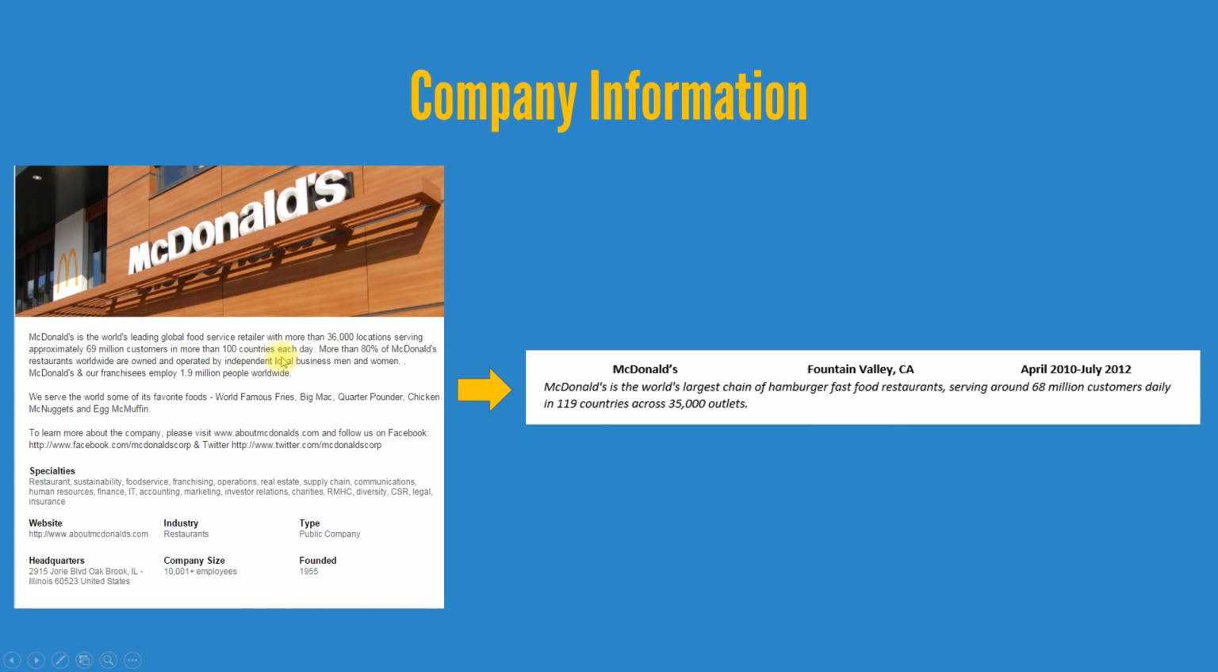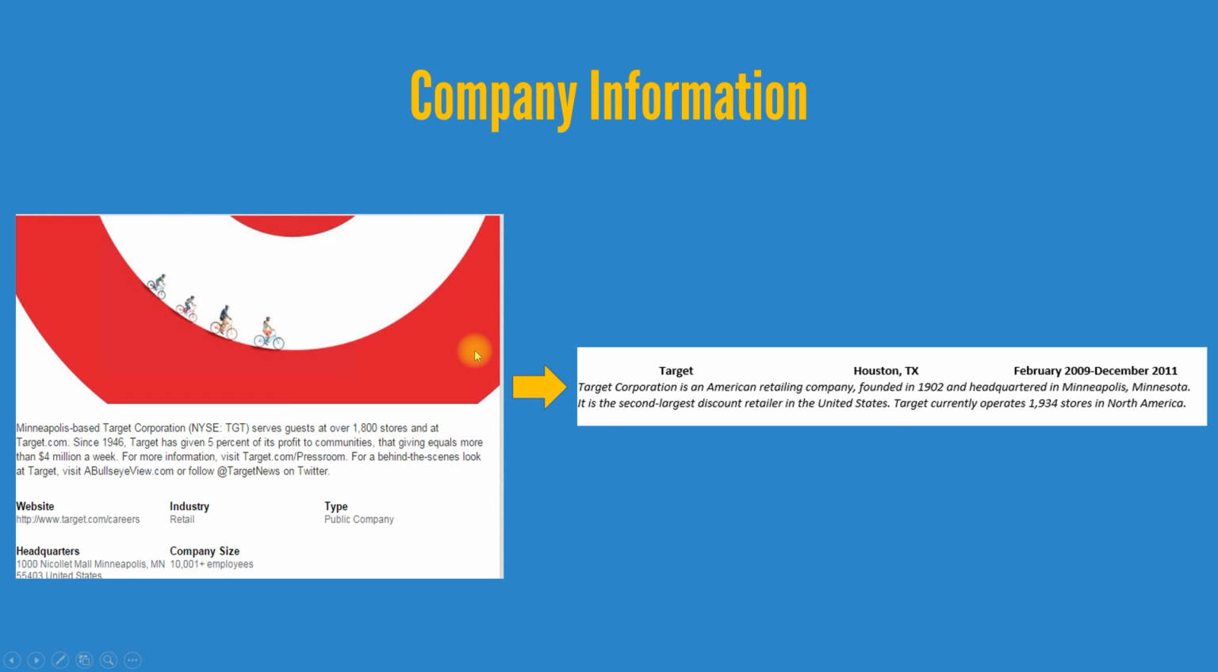A couple more examples. So McDonald's, once again: World's largest chain of hamburger fast food restaurants, serving around 68 million consumers daily in 119 countries and 35,000 outlets, right? Tells me everything I need to know. Target, another one. Target Corporation is an American retail company founded in 1902 and headquartered in Minneapolis, Minnesota. It's the second largest discount retailer in the United States.